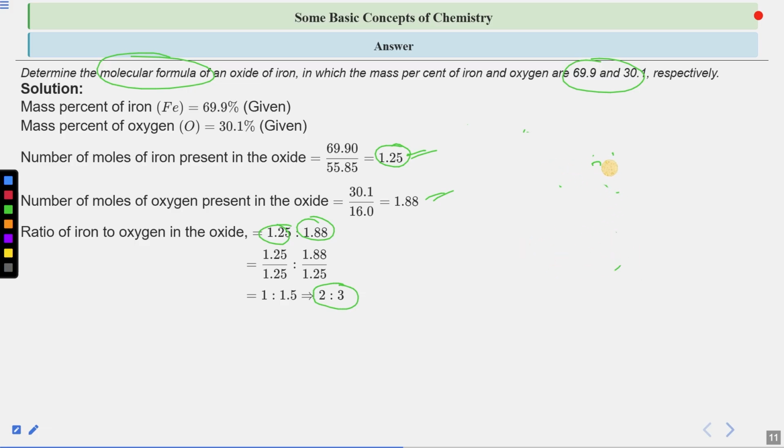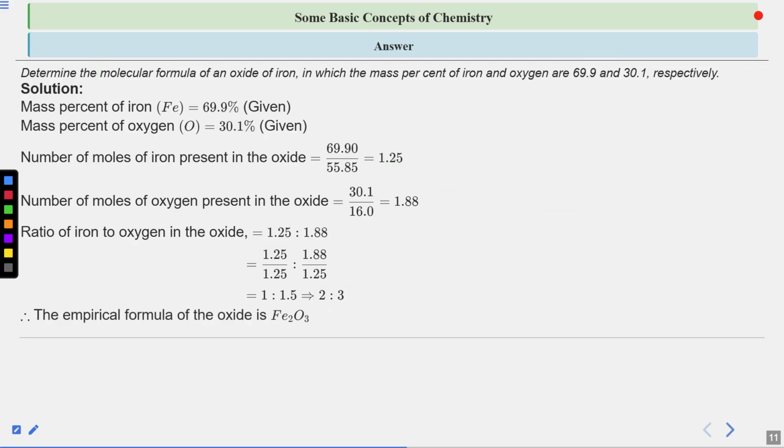Now students will ask that we don't have the molar mass, so how are we able to calculate the molecular formula? Because the ratio that we got is 2:3. Okay, it is 2:3, and iron can form only two oxides. So there are only two oxides of iron that are possible, which are FeO and Fe2O3. Therefore, we are taking this ratio as our final ratio without knowing the molar mass. Hence, our empirical formula is Fe2O3.